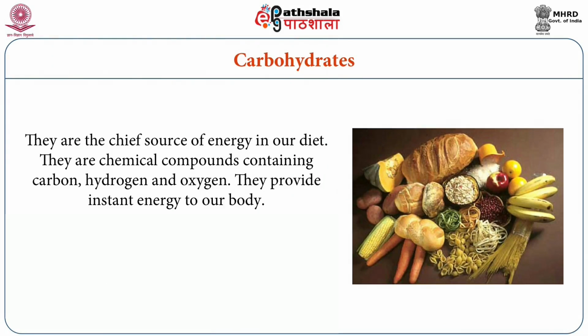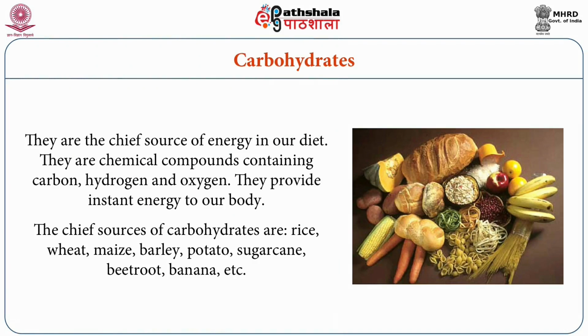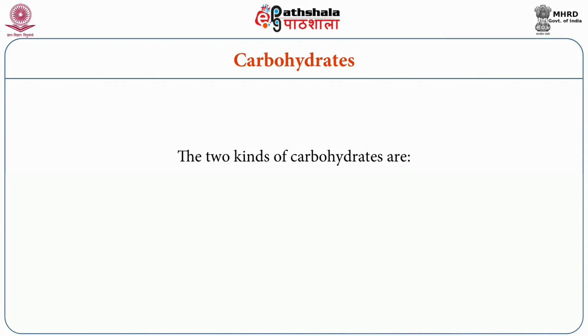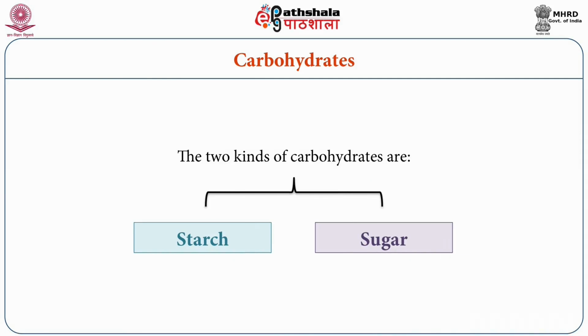These carbohydrates are the chief sources of energy in our diet, and they are chemical compounds which contain carbon, hydrogen and oxygen. They also provide instant energy to our body. They act as fuel to our body, and we have different sources of carbohydrates like rice, wheat, barley, tubers, sugar, sugarcane, jaggery, etc. All these carbohydrates are classified again into two categories, that is starch and sugars.